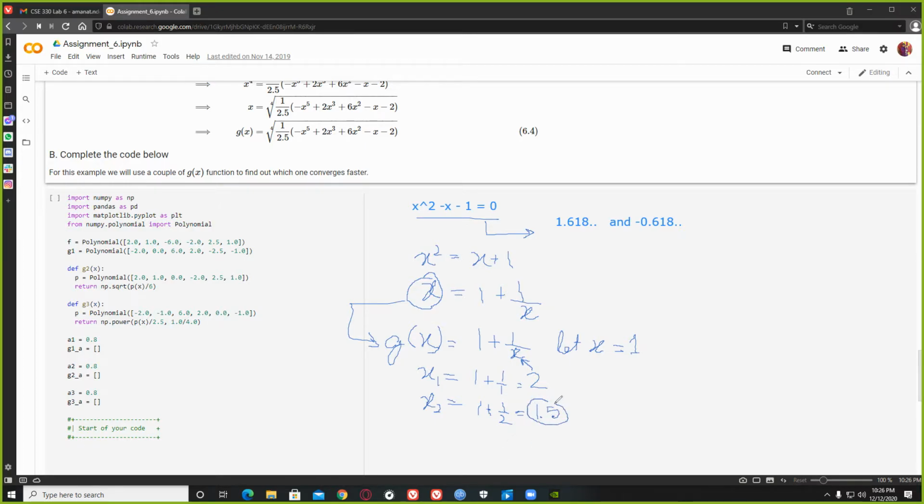Now we put 1.5 in g of x and then for x3 we will get 1 plus 1 divided by 1.5. We replace the value of x with this new value, and slowly we are getting close to one of our roots. And if we keep on iterating, we will slowly get towards this value. And this is the fixed point theory, how you can find roots with it.